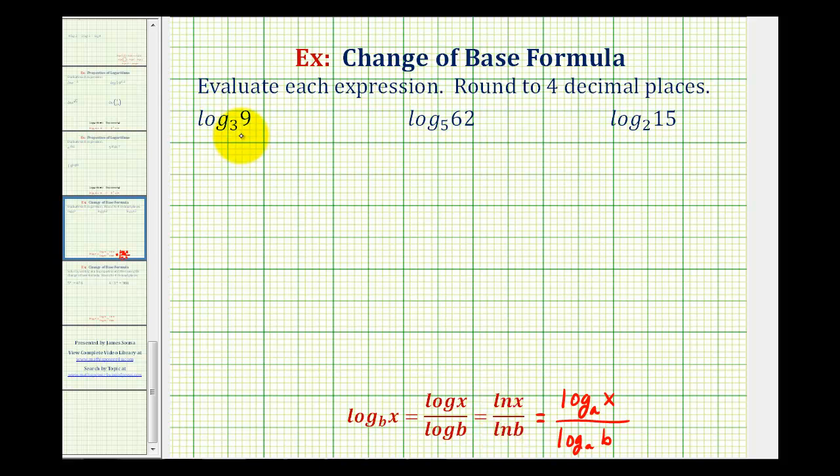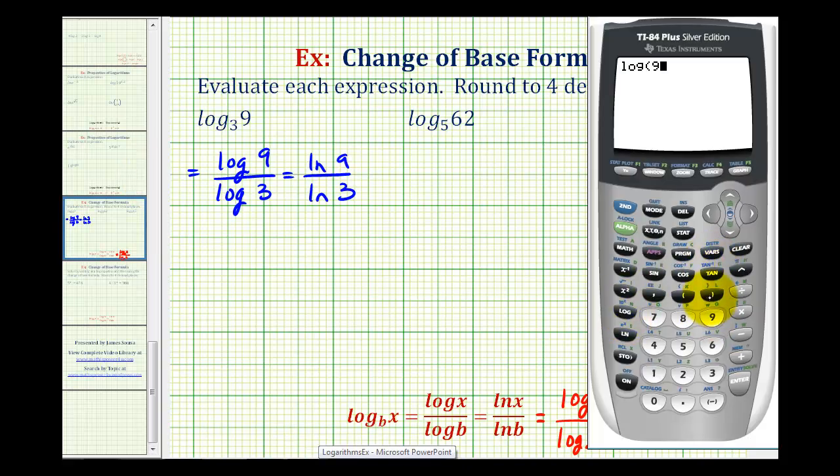So to evaluate log base 3 of 9, this is going to be equal to the common log of the number 9 divided by the common log of the base 3. Or if I wanted to, we could use natural log 9 divided by natural log 3. And now we'll go to the calculator. We'll just type in common log 9 divided by common log 3. This is equal to 2. But to show we can also use natural log, let's do natural log 9 divided by natural log 3.